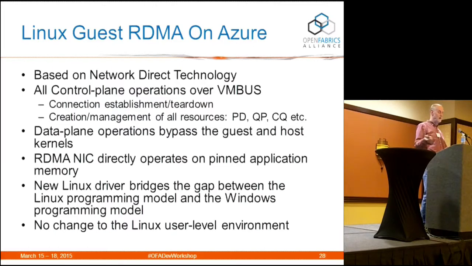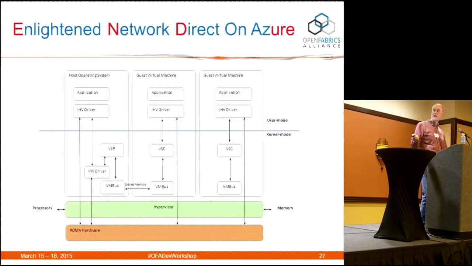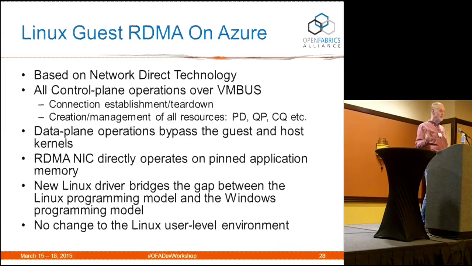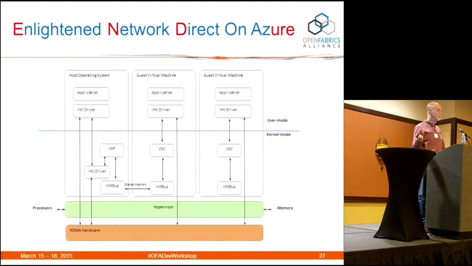Data plane operations, however, bypass the guest and host kernels, just like the native network direct on Endure. So the data plane goes straight to the hardware. The RDMA NIC directly operates on pinned application memory, so the registered memory is pinned. And a new Linux driver up in the Linux guest bridges the gap between the Linux programming model and the Windows network direct programming model. But there's no change to the Linux user level environment above that. So if you will, there's a paravirtualized driver in Linux that's aware of this same network direct and Endure framework. And that's in development, and you can expect it.